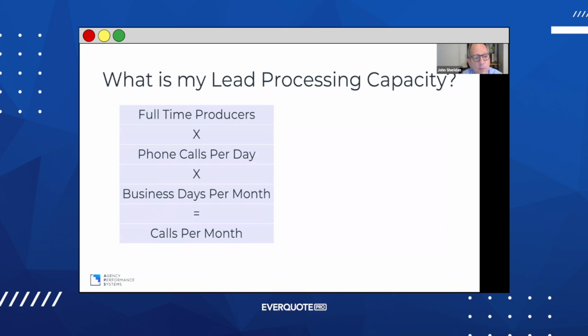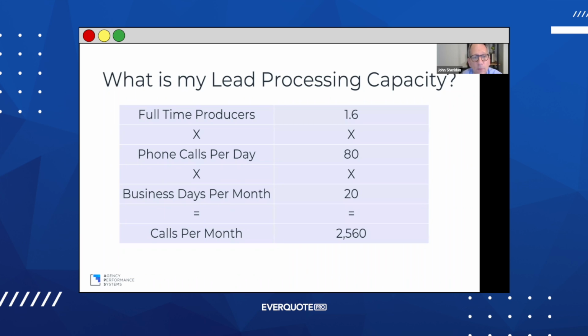We want to get to that bottom cell there that says calls per month. We need to figure out what is this team's capacity on a monthly basis to work the leads in terms of calls. Okay. So to get there, there's 3 drivers. There's the full-time producers number we just came up with. Then we need to figure out how many phone calls per day is a reasonable capacity for them to do. And in the particular month, because every month has a different number of working days, how many business days do we have to work with in the month we're considering?